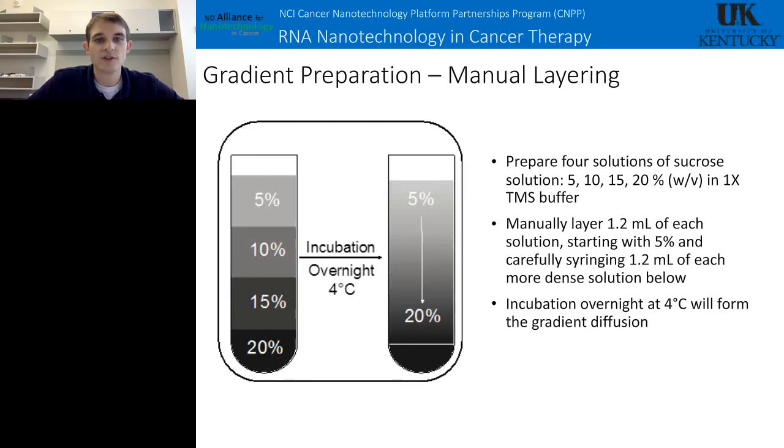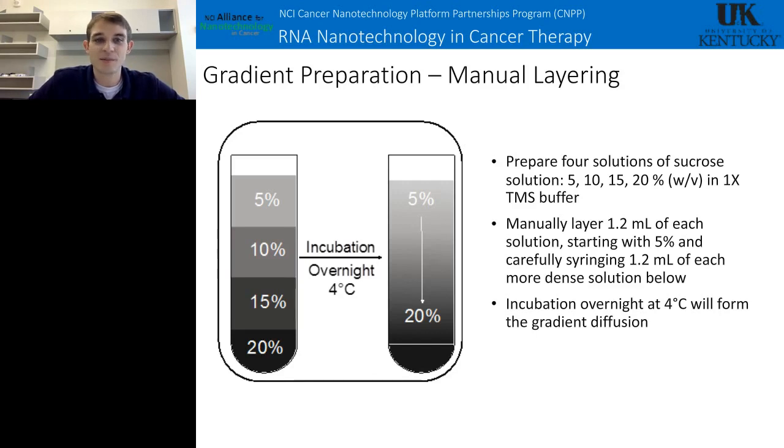All right, so the first thing you need to do for the rate zonal is a gradient preparation. This is one method to prepare your gradient, and it's by manual layering. Basically you prepare four solutions of sucrose, 5, 10, 15, and 20% weight to volume. And this is in 1x TMS buffer, because remember our pRNA particles, their formation is dependent on the magnesium ions.